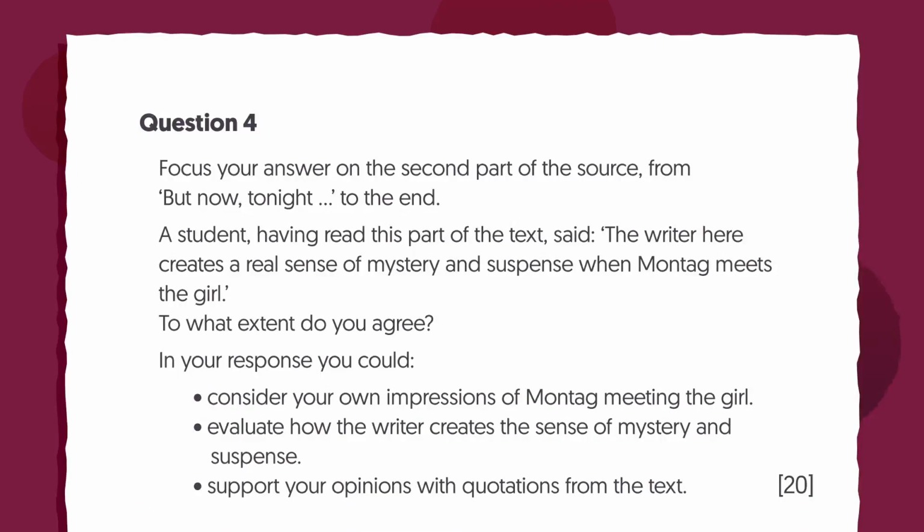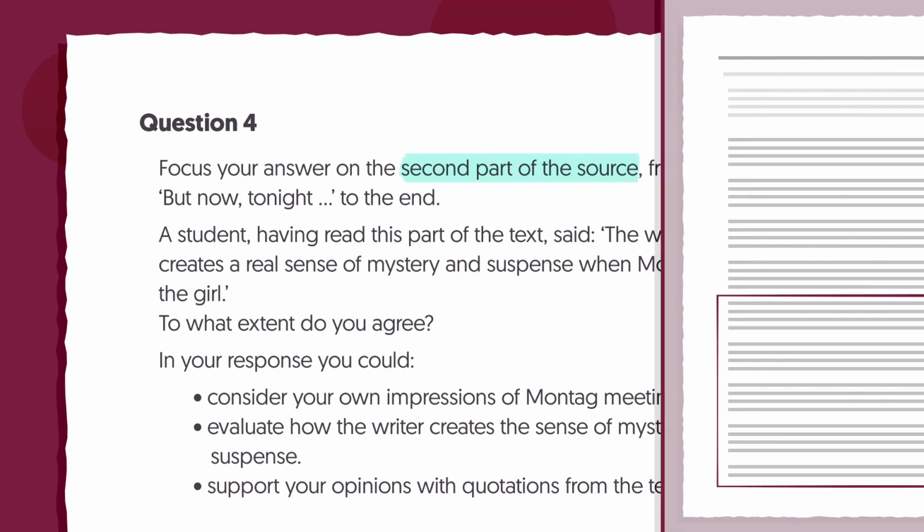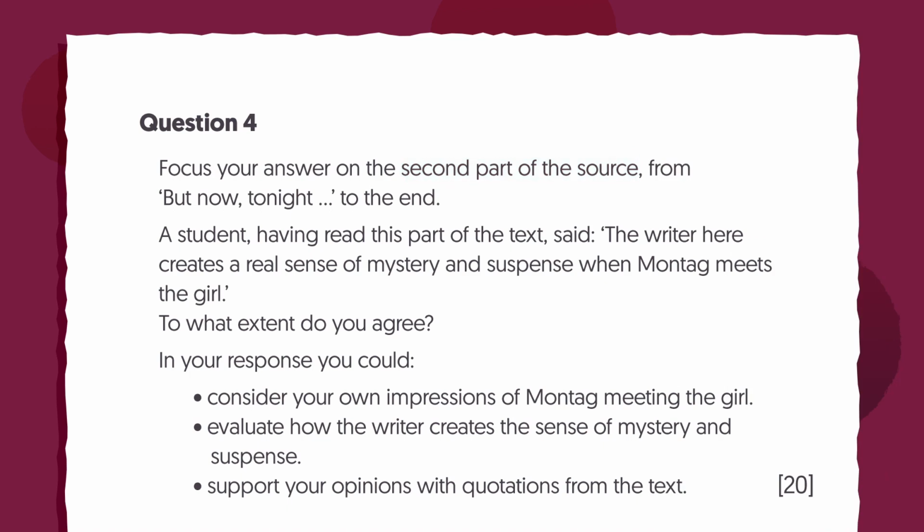The first thing you might notice here is that you're asked to work with a particular section of the source. It's a good idea to put a box around this section to make sure you're working with the right part of the text. You're then given a statement about the text. In this case, that a student said, "The writer here creates a real sense of mystery and suspense when Montag meets the girl." This statement is there to get you thinking.